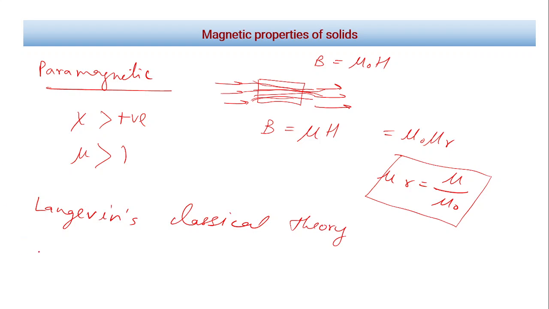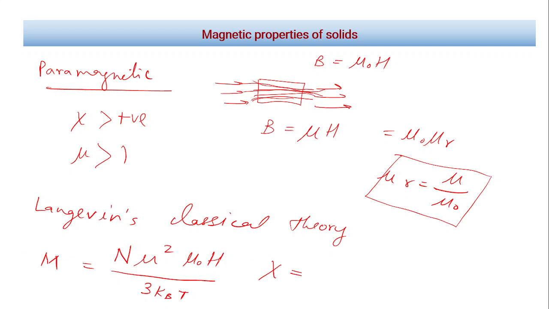From which the term for magnetization in a paramagnetic material was derived to be depending on the number of atoms, and then the magnetic moment, the field, the magnetization field, and it also depends on the temperature. From this, we can find out the chi.